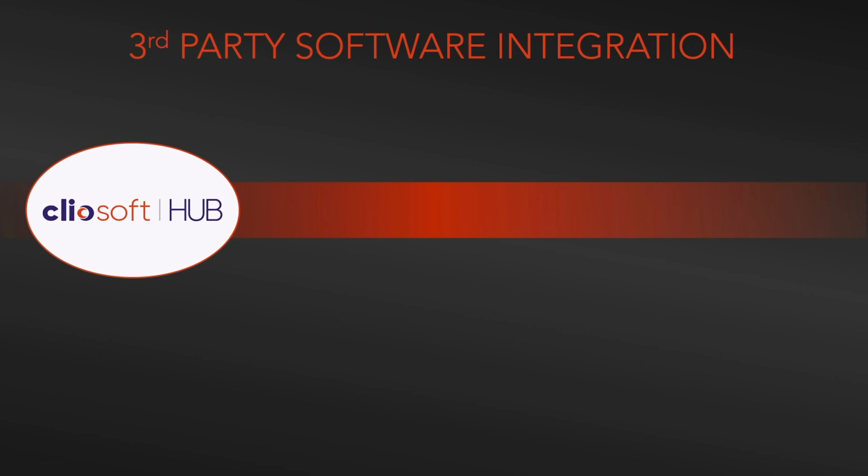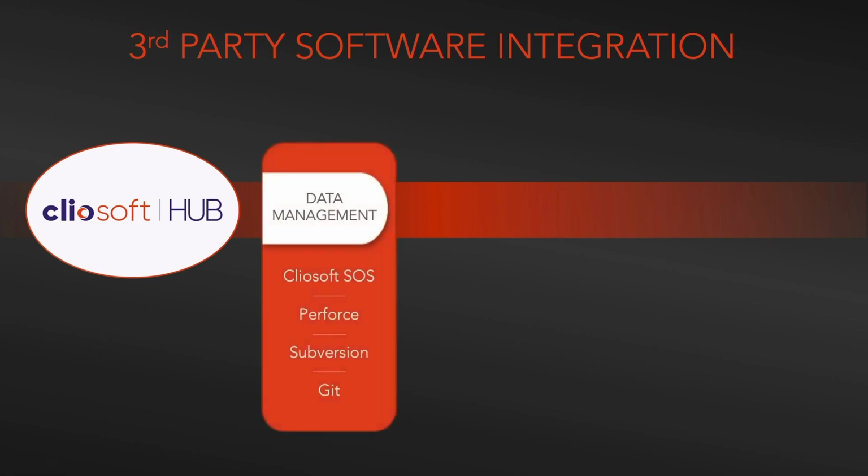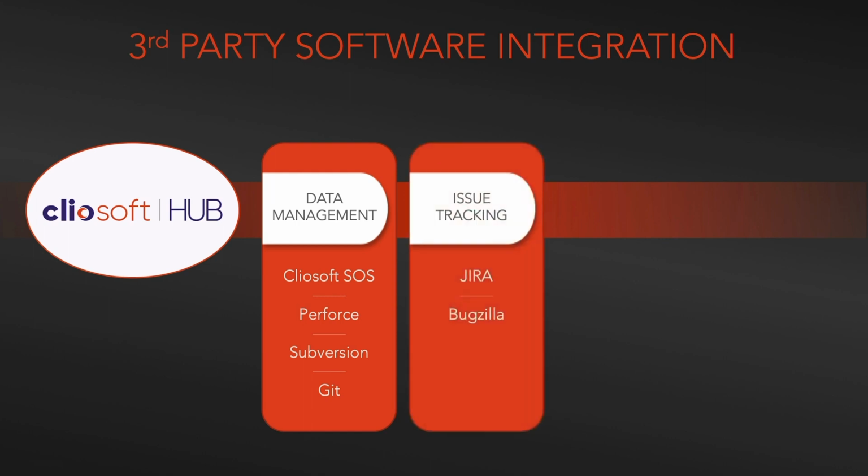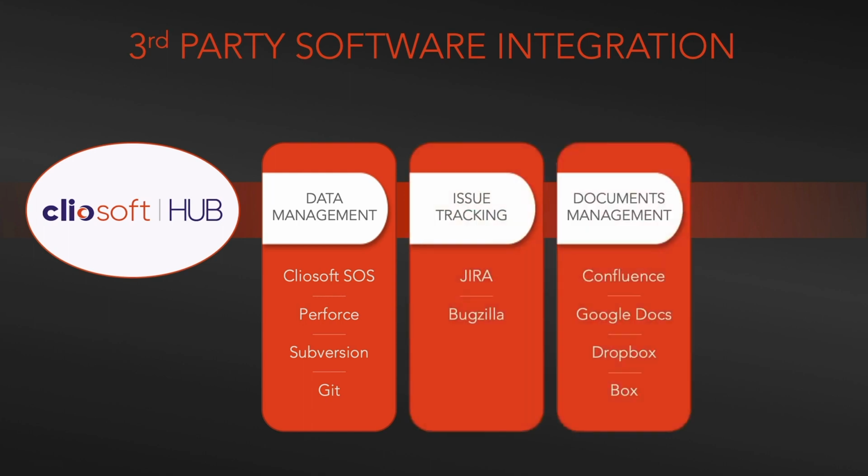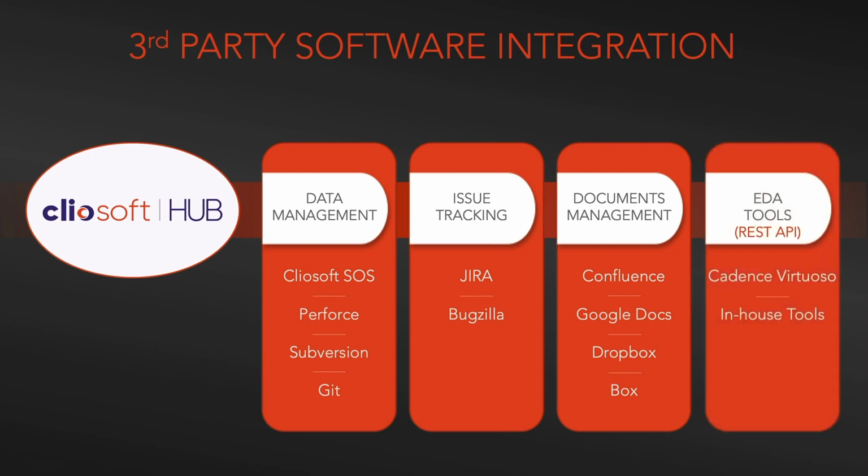Cliosoft HUB supports third-party software integration to tools such as data management, like Cliosoft's SOS, Perforce, Subversion, and Git, issue tracking systems such as Jira or Bugzilla, document management systems like Confluence, Google Docs, Dropbox, and Box, and EDA tools such as Cadence's Virtuoso, and via our REST API, other in-house tools can be supported and integrated as well.